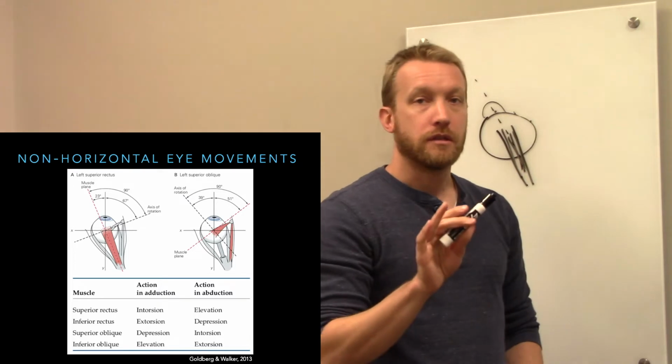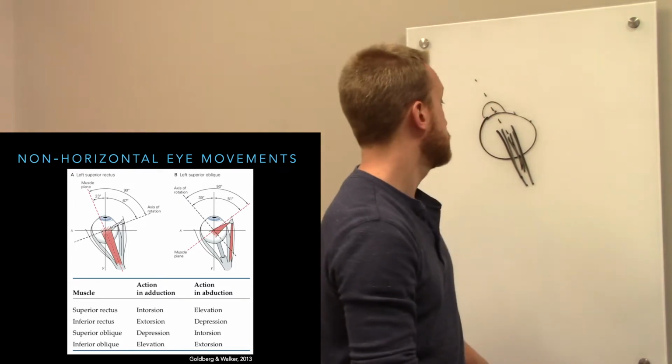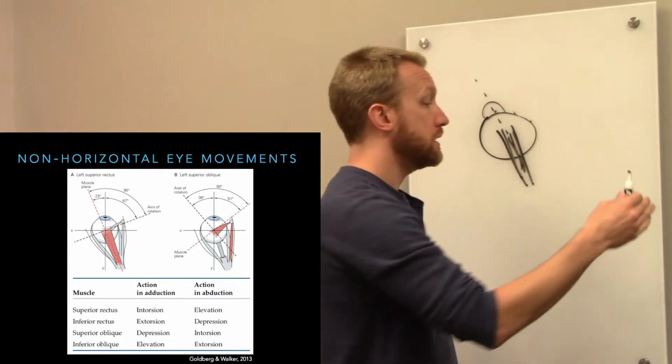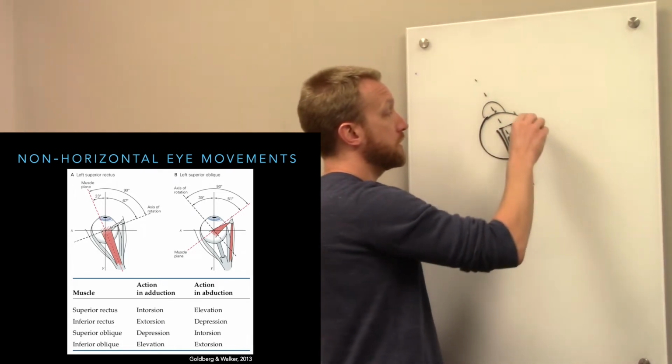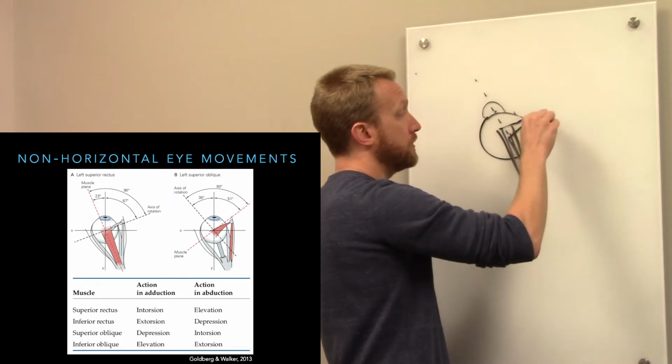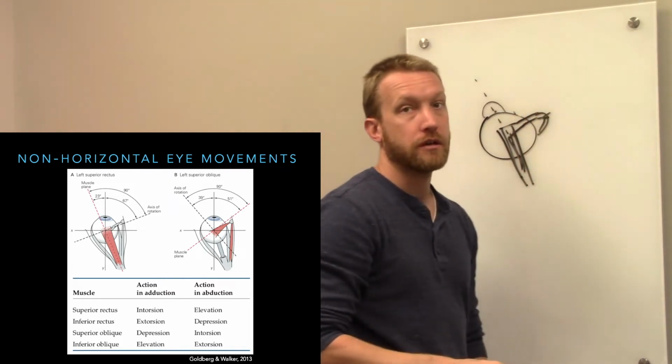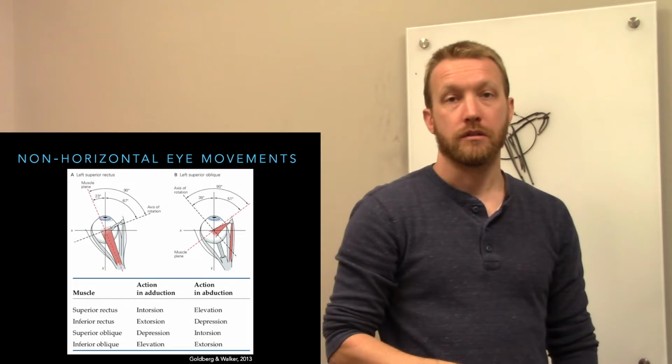Now, the oblique muscles come at a completely different angle. They're going to hit about 90 degrees to the rectus muscle, and they wrap around a little piece of cartilage there, the trochlea.